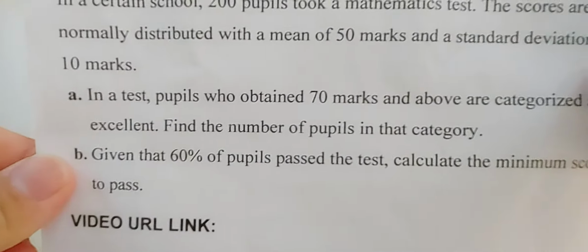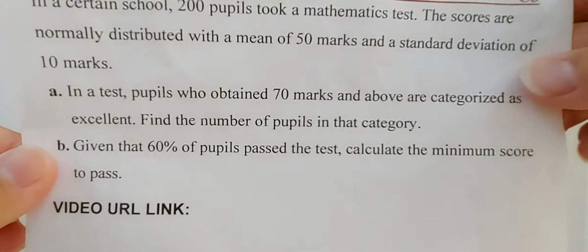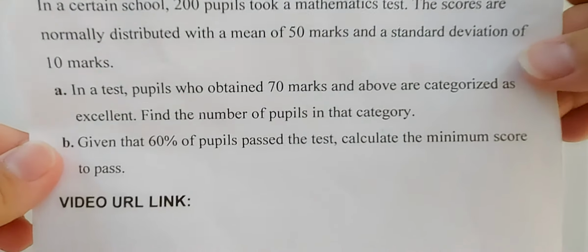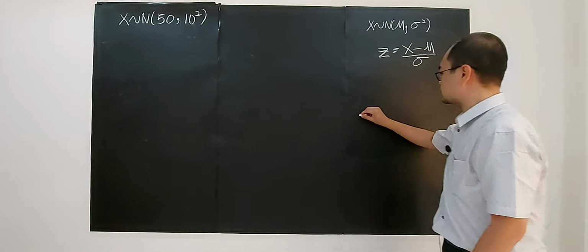Alright, okay, look at the next question. Given that 60% of pupils pass the test, calculate the minimum score to pass. Alright, usually I will tell students this is a normal distribution, you know. This is a normal distribution.